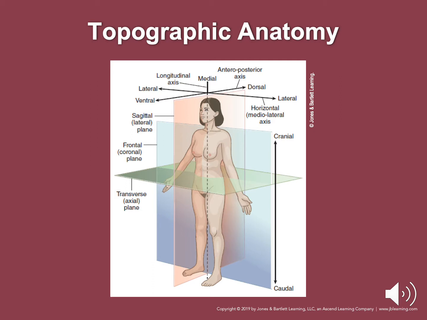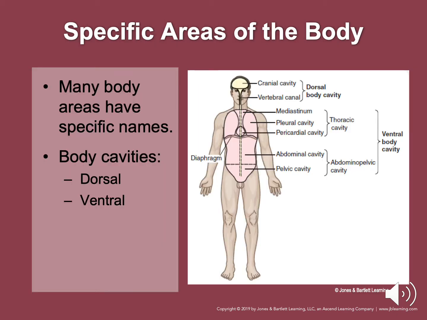The axis is an imaginary line that divides the body equally and creates a point of rotation. The horizontal axis is perpendicular to the sagittal plane. A cross section is taken by slicing across an object perpendicular to its long axis. Specific areas of the body: many body areas have specific names. Body cavities, dorsal and ventral.